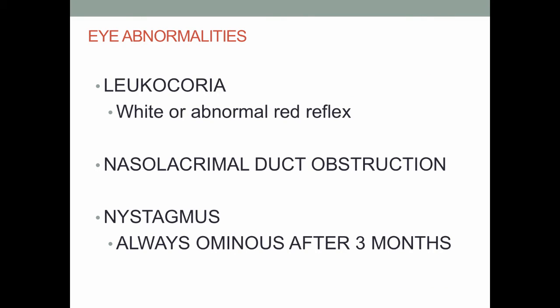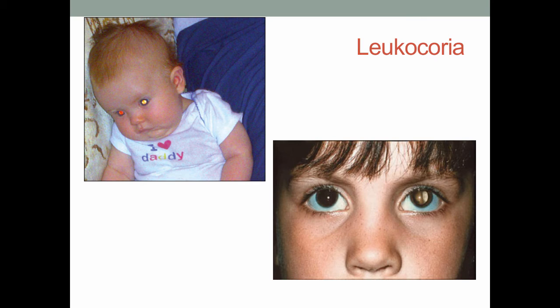Other eye abnormalities you may note are leukocoria, which is the white or abnormal red reflex and can go along with significant health problems, nasolacrimal duct obstruction, which is far less worrisome, and then nystagmus, which you're going to refer if it occurs after the age of 3 months. These are some examples of leukocoria, and very often can be a sign of retinoblastoma. These children need referral and evaluation.